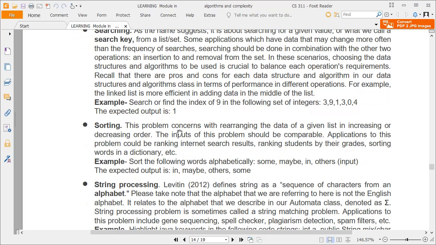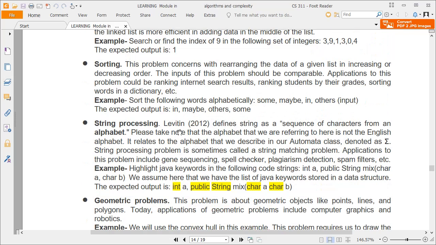Okay. So, next type of problem is sorting. So, kani sorting, mao ni siya atong gigamit sa example in our previous video on algorithm and pseudocode. So, unsa maning sorting? This problem concerns rearranging the data. Okay, so ang keyword is rearranging of a given list in increasing or decreasing order.